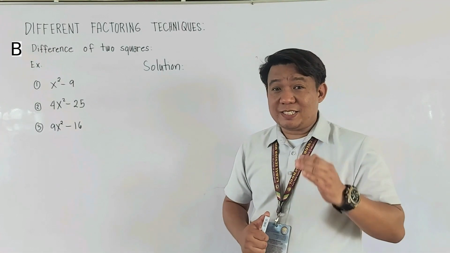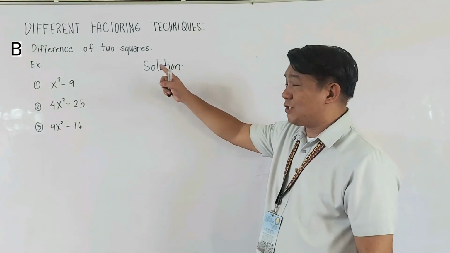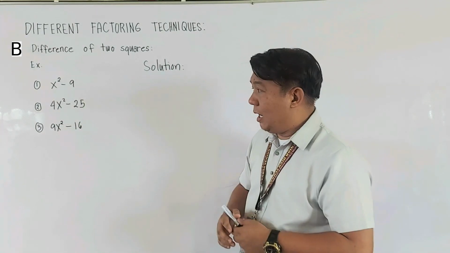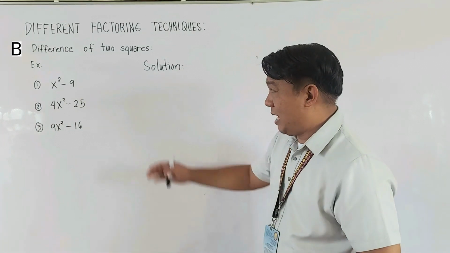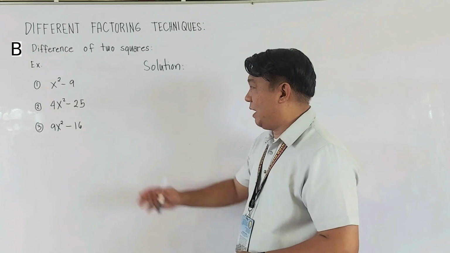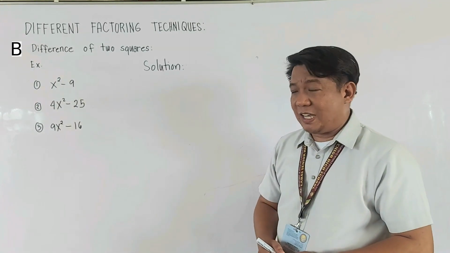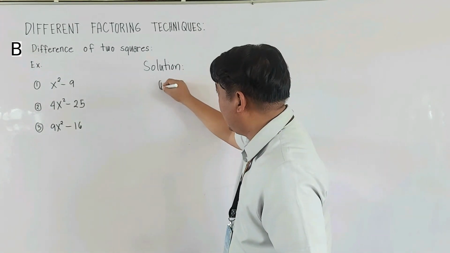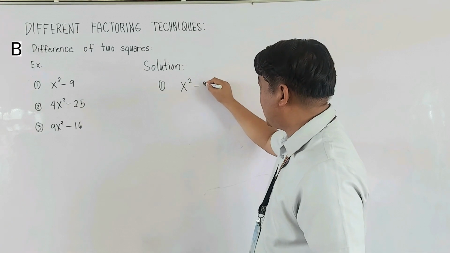Okay, para naman sa ating second factoring technique, ay tinatawag natin itong difference of two squares. So, we have three examples here. First example is x squared minus 9. Second example is 4x squared minus 25, and the last example is 9x squared minus 16. So, ito lang ang technique na gagawin natin. So, unahin natin yung number 1, which is x squared minus 9.